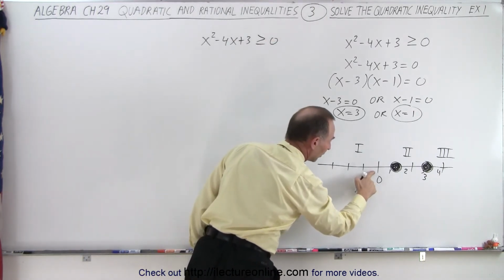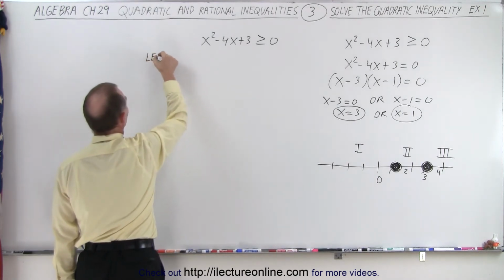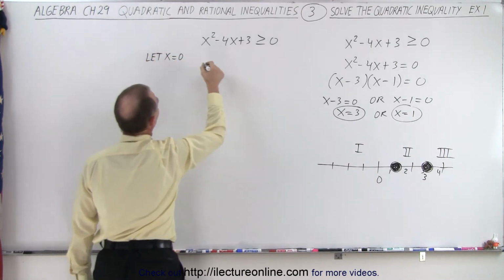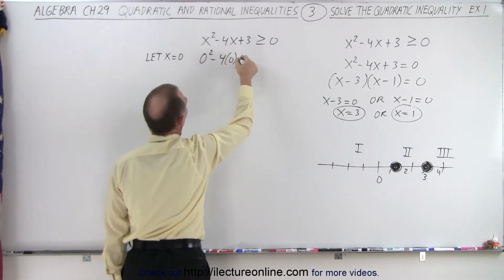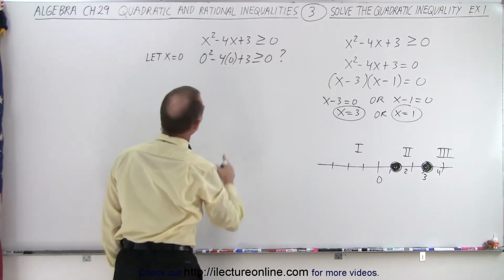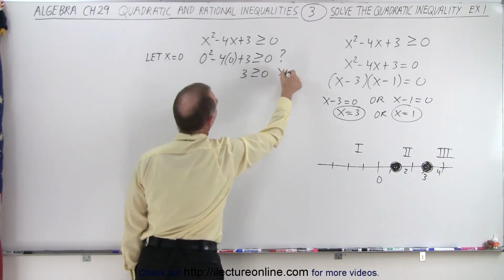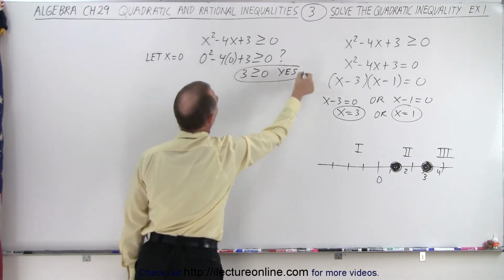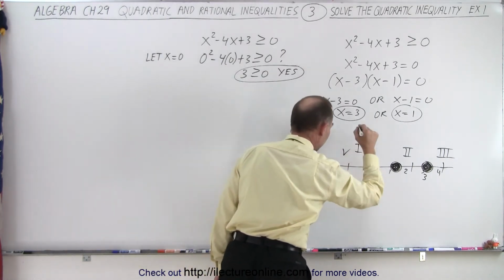Let's test region number 1, letting x equal 0. That's always the easy one. Let x equal 0. So we have 0 squared minus 4 times 0 plus 3. Is that greater than or equal to 0? Question mark. And so notice that 3 is greater than or equal to 0, and that means a yes. So we found a region that satisfies the inequality. So region number 1 is a yes.